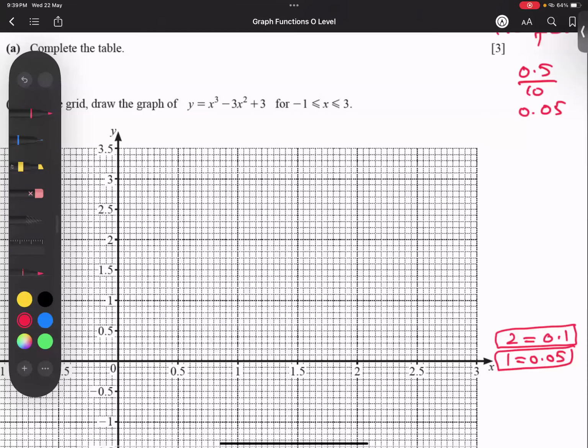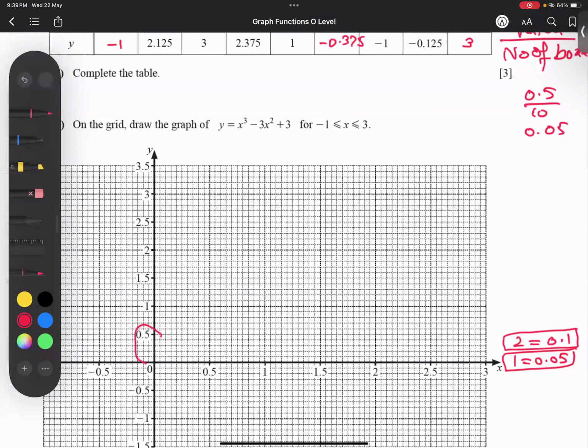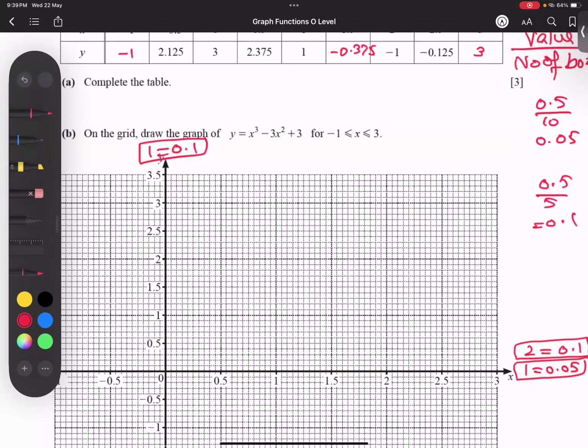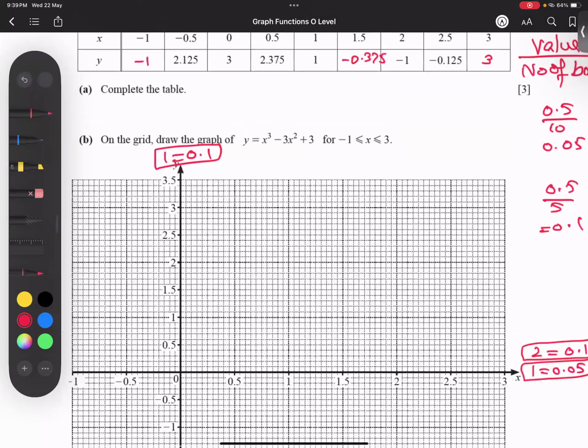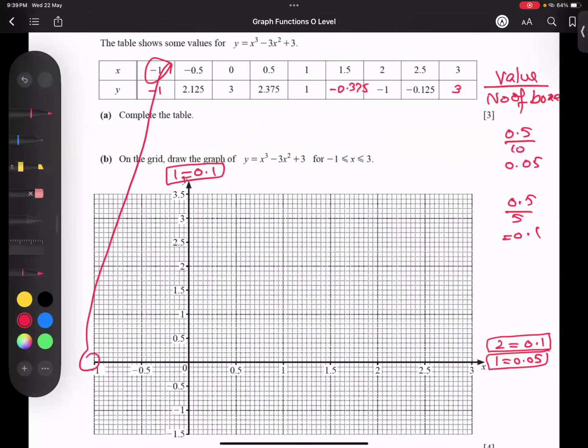Now what about the y-axis? For the y-axis, 0.5 goes in the numerator, but the boxes are not 10, they are 5 boxes: 1, 2, 3, 4, 5. So I get 0.1, meaning along the y-axis one box is 0.1. Now I start drawing. x is -1 here, y is -1 here, and they meet at this point.